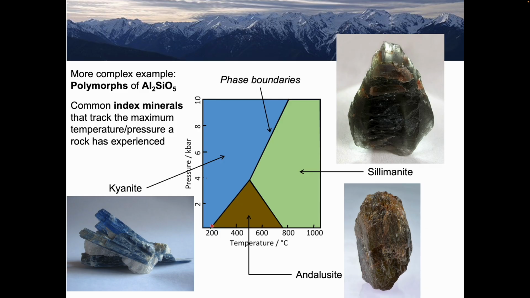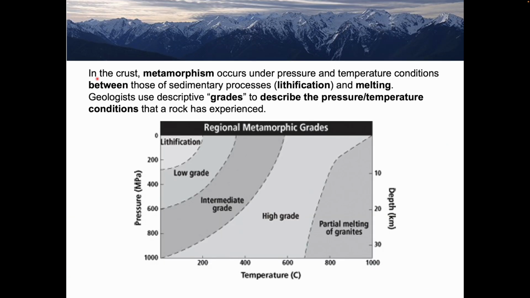And they are separated by these lines called phase boundaries, which are exactly the same as phase boundaries between states of matter. If, for example, at low pressures and low temperatures, a bunch of kyanite forms in your metamorphic rock, and then you heat the rock up a whole bunch, you will eventually form andalusite, and if you heat it up even more, you will form sillimanite. So in the crust, metamorphism occurs under pressure and temperature conditions between those of sedimentary processes, which is the process we call lithification, and melting.